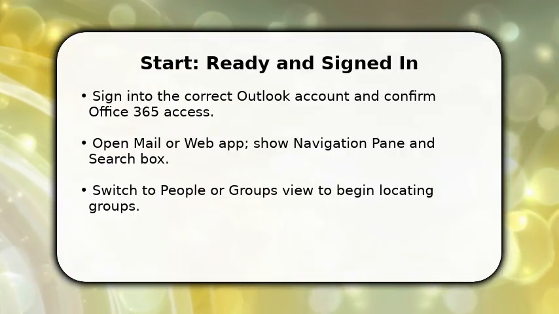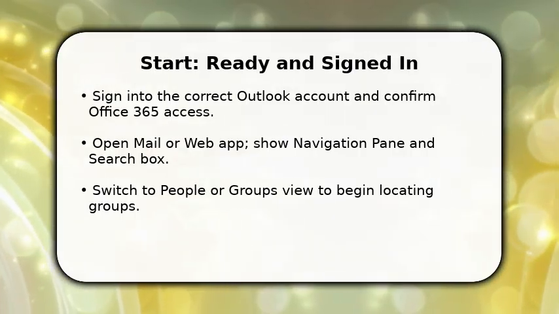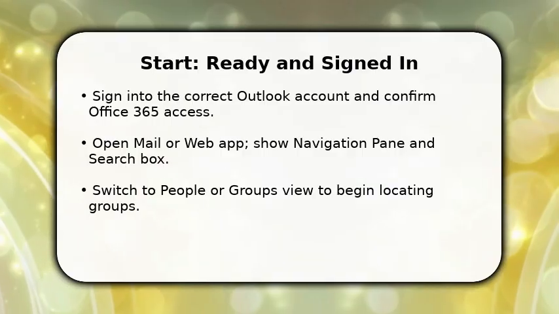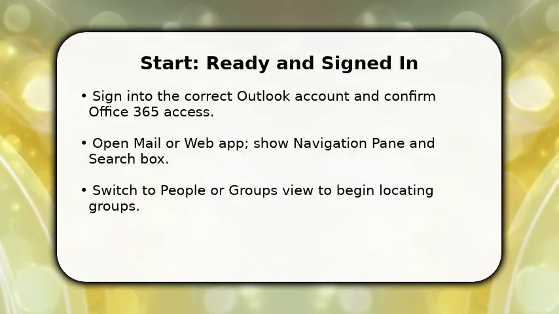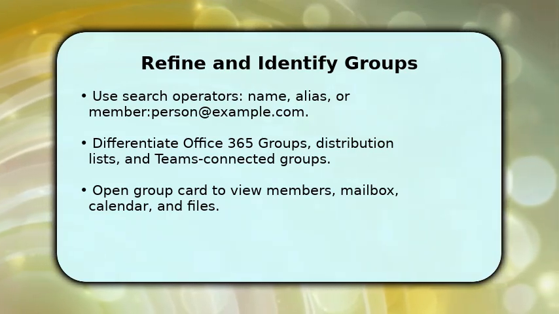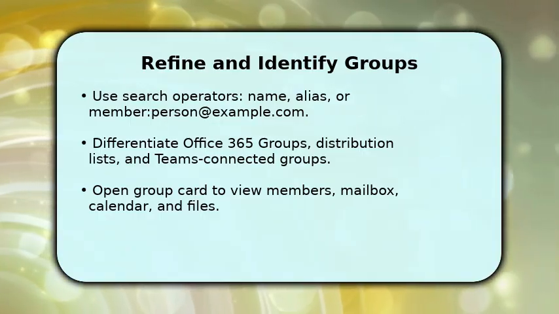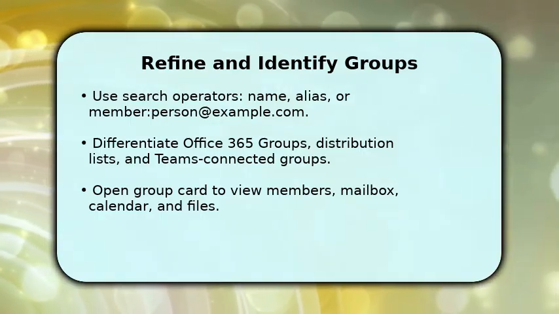Use the search box at the top, type a group name or email alias to start narrowing results immediately. This gets you into the interface where groups appear. With the basic view open, refine results by typing exact names, partial matches, or member identifiers. For example, search a colleague's email to find groups they belong to.